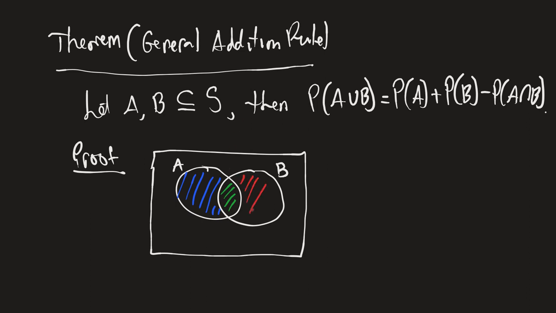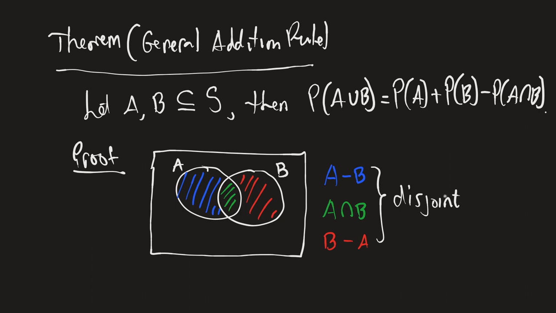So here they are in three colors. For instance, the blue region can be written as A minus B, using our set minus notation. And the green region, we can express that as A intersect B. And then finally, the red region is just this one flipped around. It's just B minus A. But the important thing about all of these is that these are disjoint.